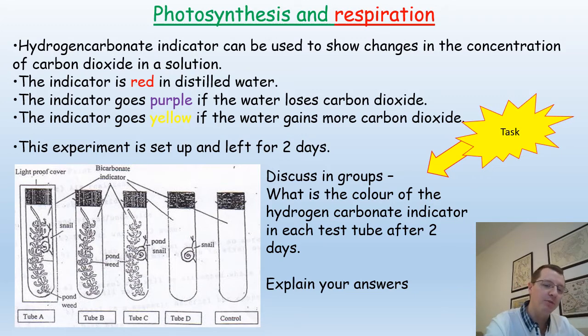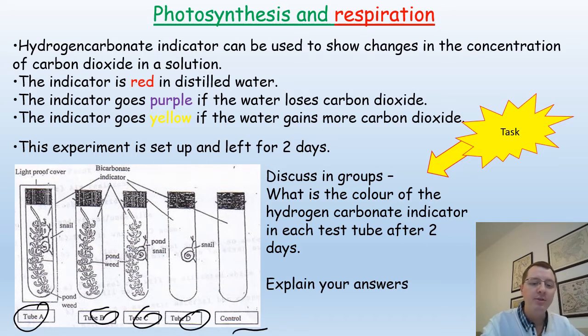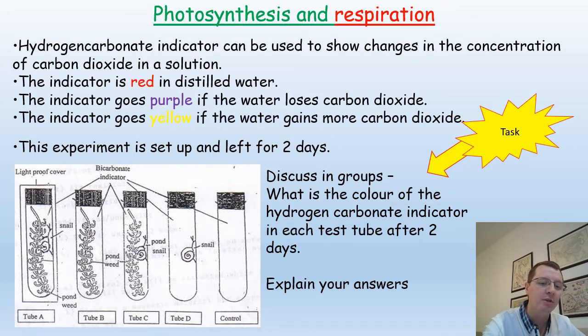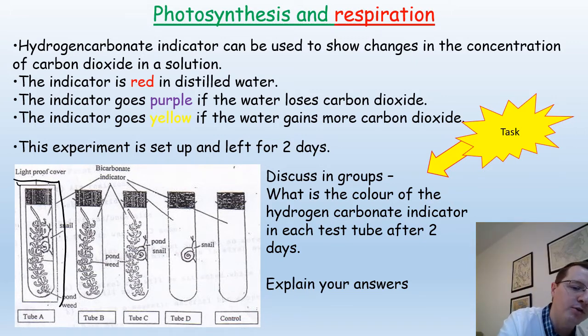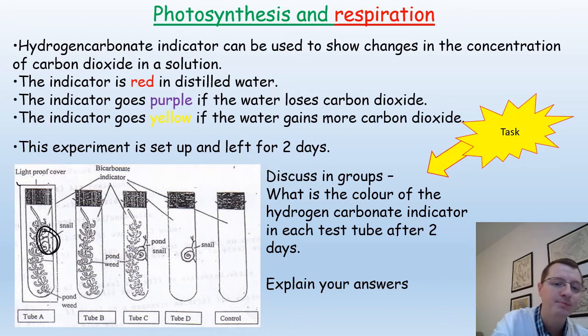where we have a range of test tubes, in this case A, B, C, D, and a control test tube, and each test tube has slightly different conditions. So in test tube A, there is a light-proof cover, so there's no light getting in. There is some pondweed and a small little snail that you can see there. In test tubes B, C and D, the light can get in.